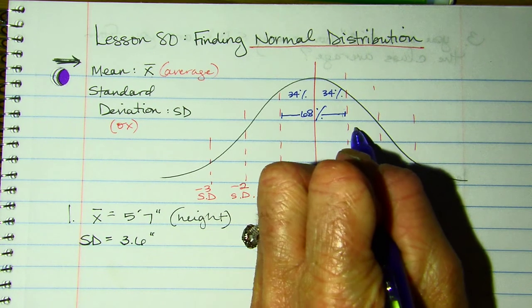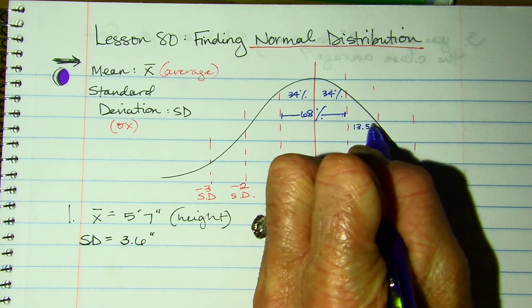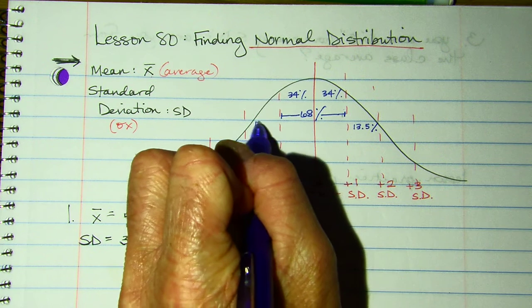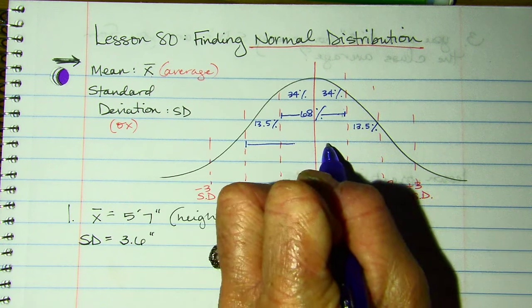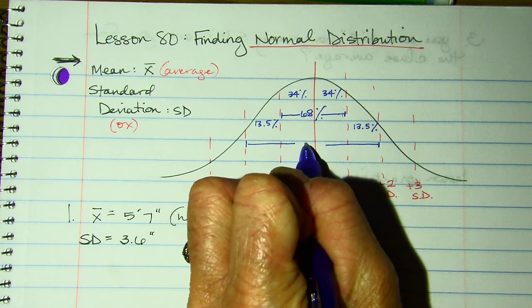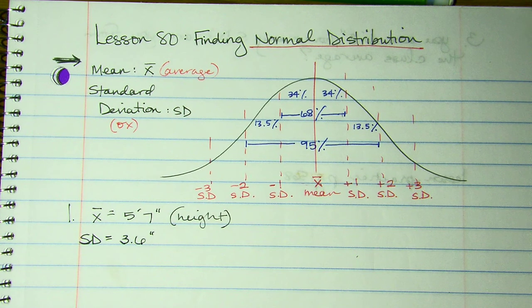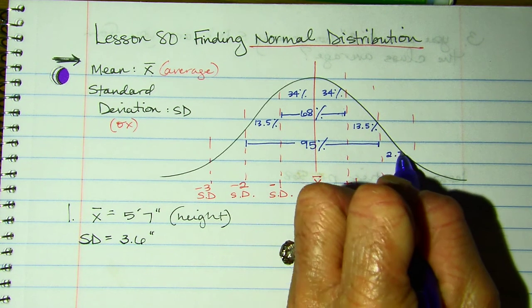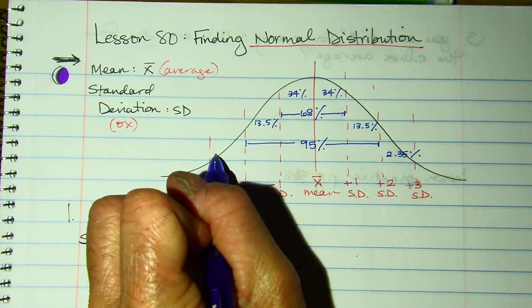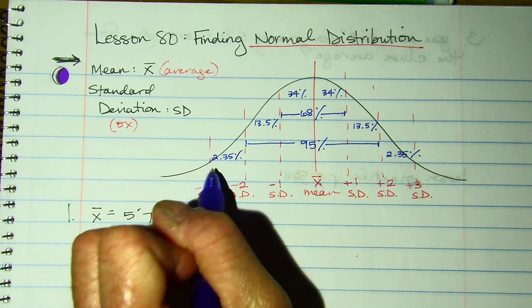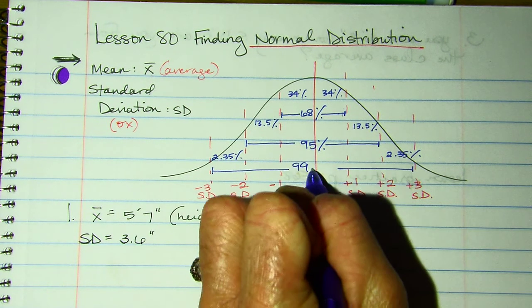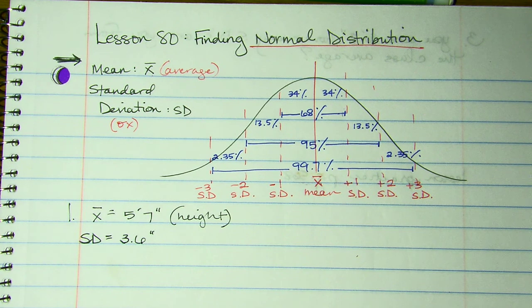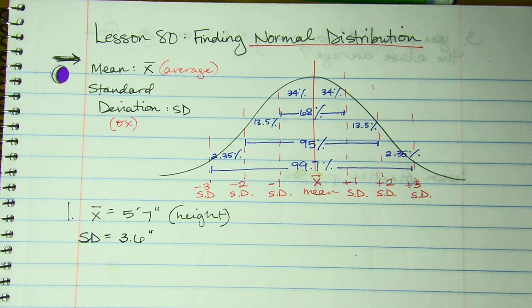Now, if you go out another bracket, this is 13.5%, and to the left, this is also 13.5%. So from the second bracket to the left to the second bracket on the right, that represents 95% of our data. And then working out, this is just 2.35%. 2.35%. From the third bracket out to the left to the third bracket to the right is 99.7% of your data. Almost 100%, but that accounts for if there is an outlier.